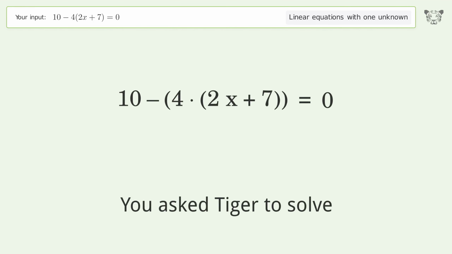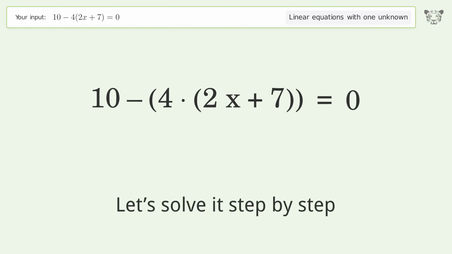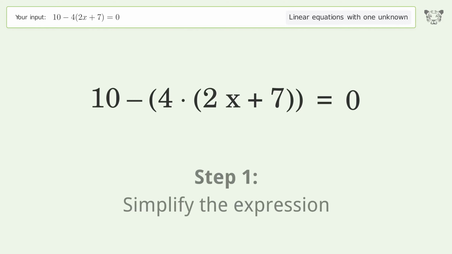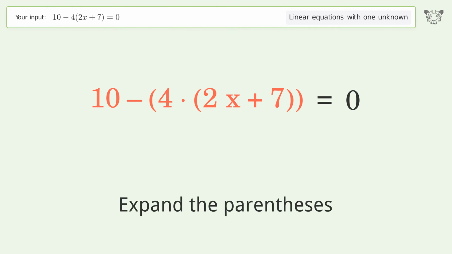You ask Tiger to solve. This deals with linear equations with one unknown. The final result is x equals -9/4. Let's solve it step by step. Simplify the expression. Expand the parentheses.